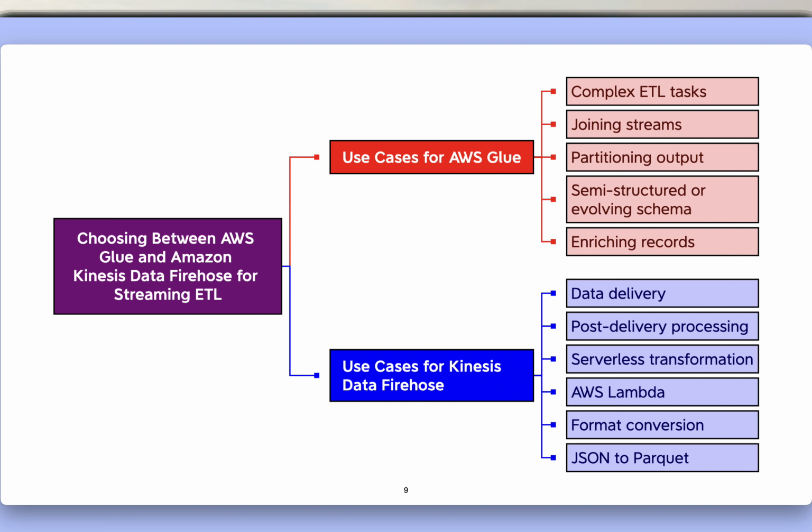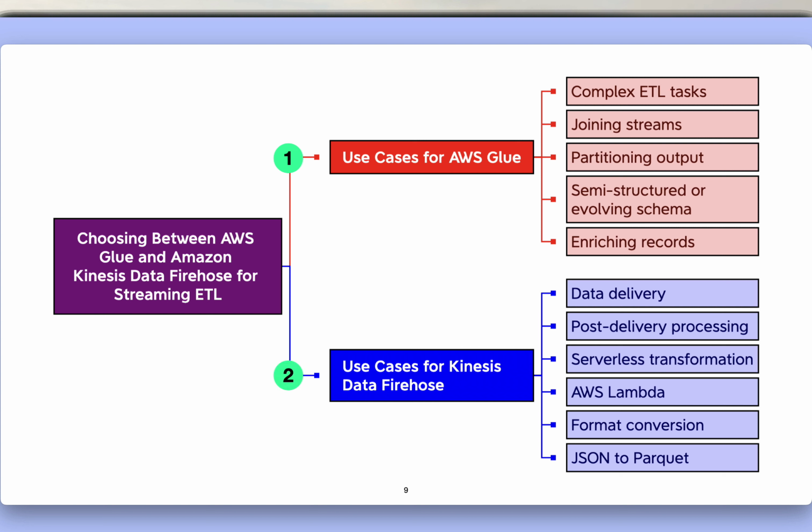Choosing between AWS Glue and Amazon Kinesis Data Firehose for streaming ETL. 1. Use cases for AWS Glue. AWS Glue is suitable for complex ETL tasks, such as joining streams, partitioning output based on data content, and dealing with semi-structured or evolving schema. It's particularly recommended when you need to enrich records with information from other streams and data stores.